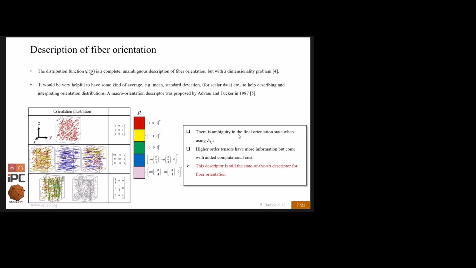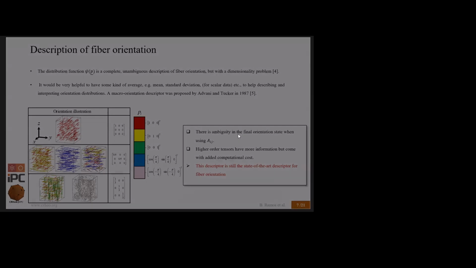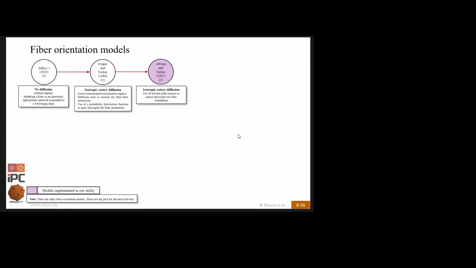If you assume that the diagonal is a probability, and you know from the normalization condition that the whole probability needs to be 1, you can describe one of the terms of the diagonal as 1 minus the other 2. Okay? But this is still the state-of-the-art descriptor for fiber orientation. This is what you usually see in commercial applications. So we have seen the first three models.